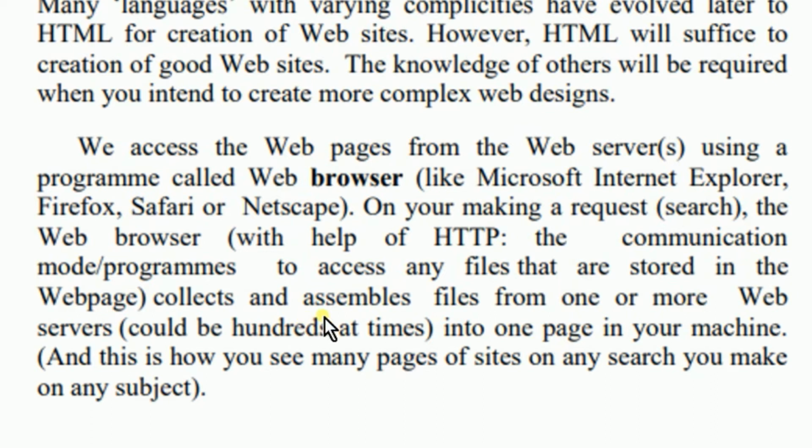That means the web browser collects and assembles files from one or more web servers into one page on your machine. And this is how we see many pages of sites on any search you make on any subject. That means there may be a number of web servers connected together. By that, when you are searching for information, all the information will come from all the web servers.